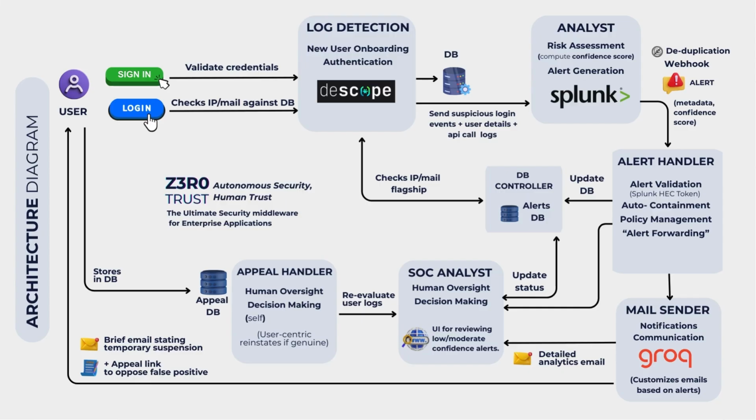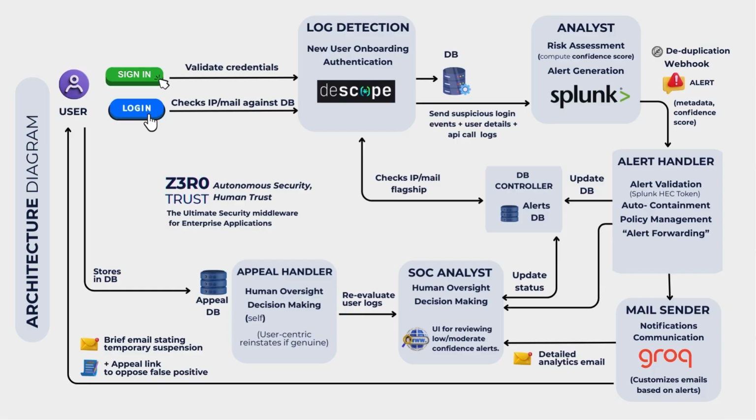When a user signs into the Descope authenticated application, all login and API requests are captured by the log detection agent and ingested into Splunk. The analyzer agent reviews these logs to identify potential threats. If a threat is detected, Splunk forwards the event to the alert handler agent, which evaluates severity and takes the right action, such as temporarily or permanently blocking the account, enforcing MFA, or logging the user out.